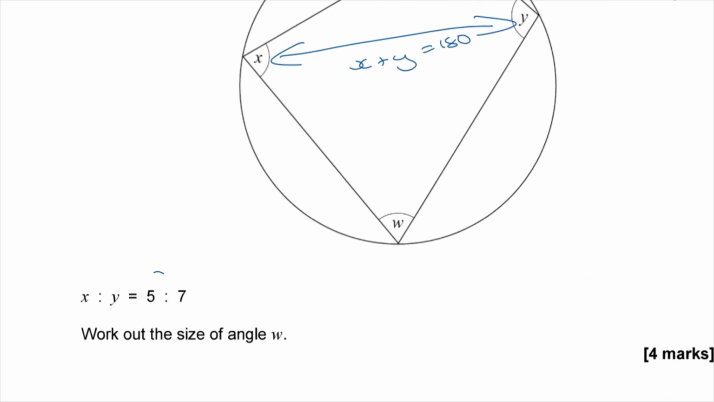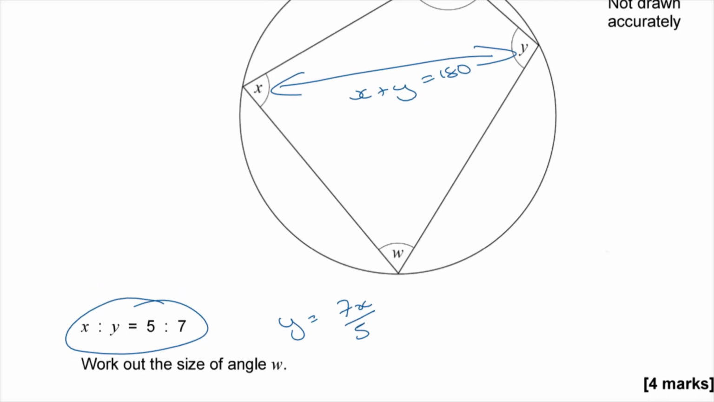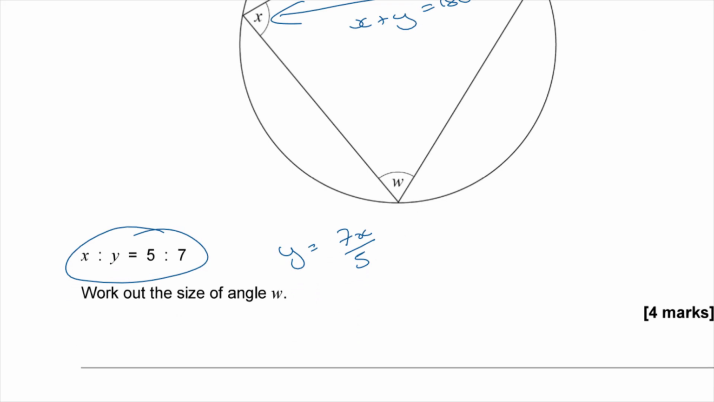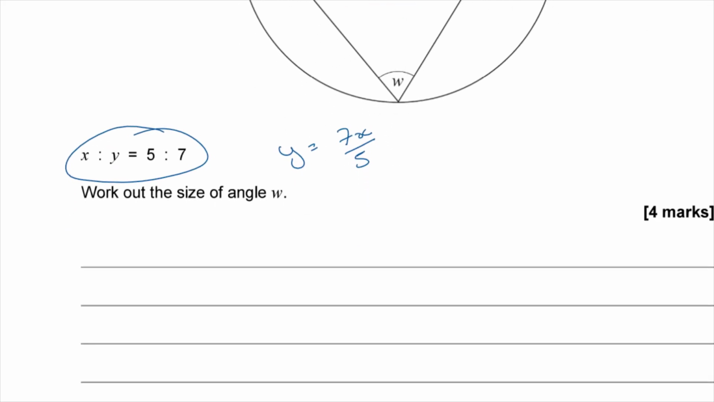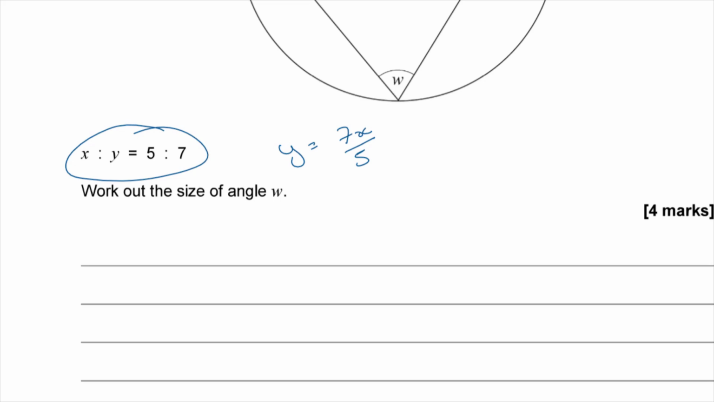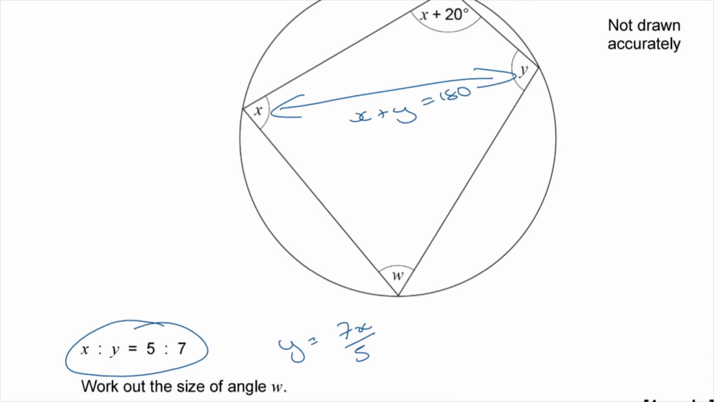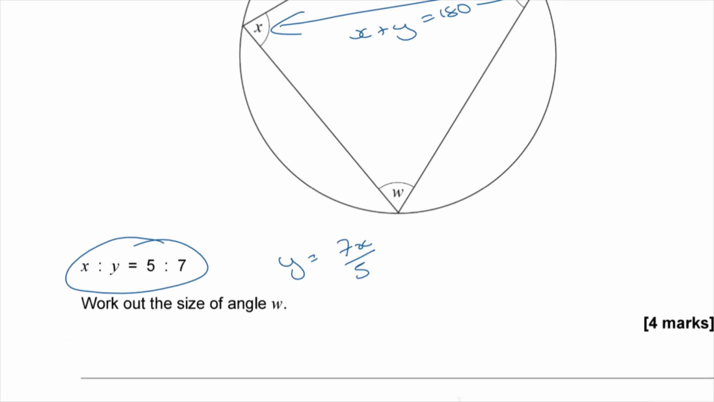And then down here, I can say that y equals, what? If I take x, divide it by 5 and times it by 7, I'm going to get y. So y is 7x over 5. Then I can turn that into an equation like that. It's very similar to one we had earlier. I'm not sure why this paper is testing the same skill twice, but here we go. So y equals 7x over 5, and x plus y is equal to 180. So I'll be able to solve these two simultaneously.